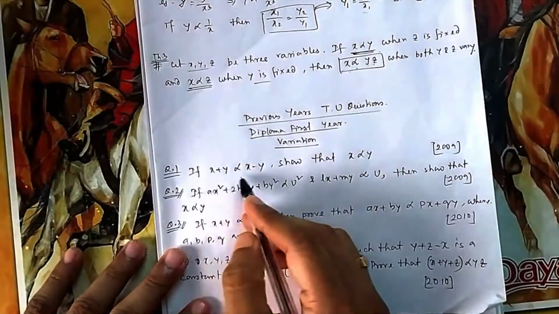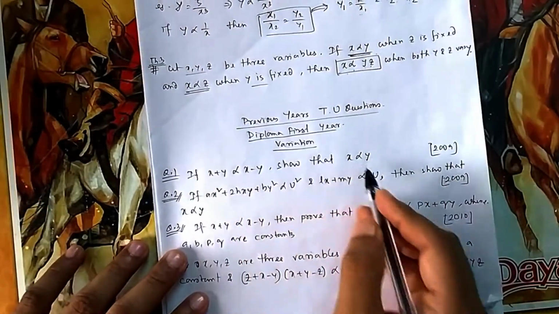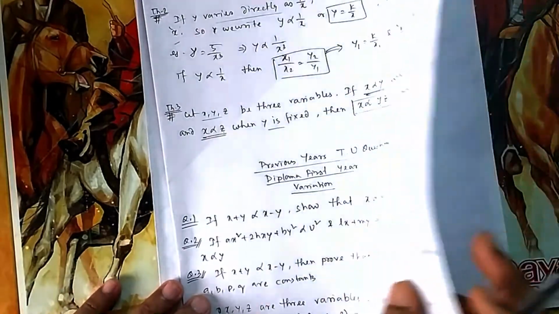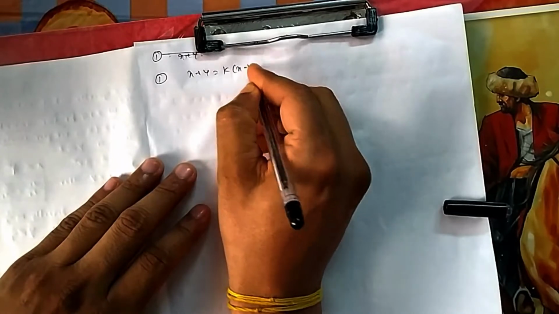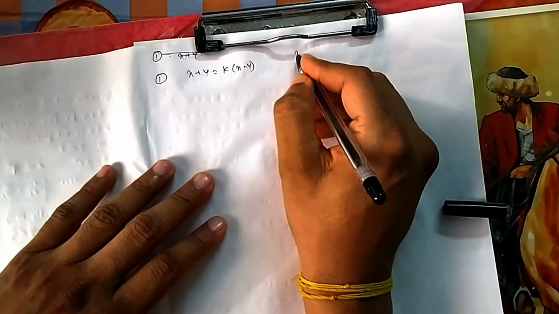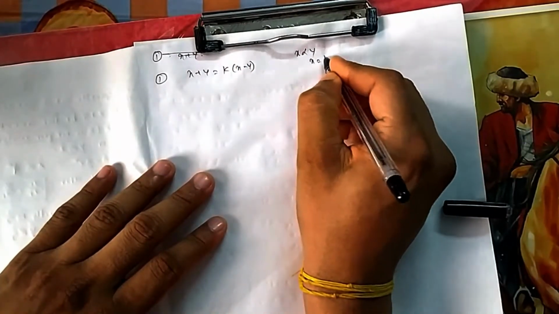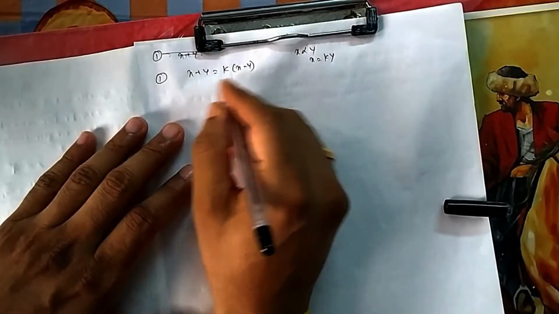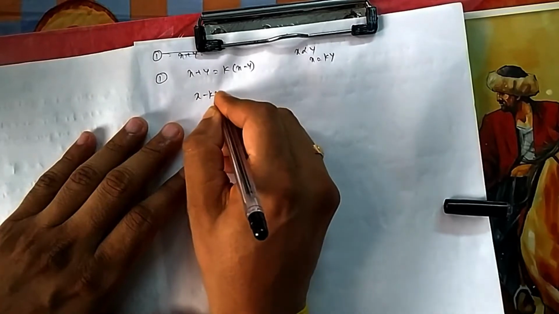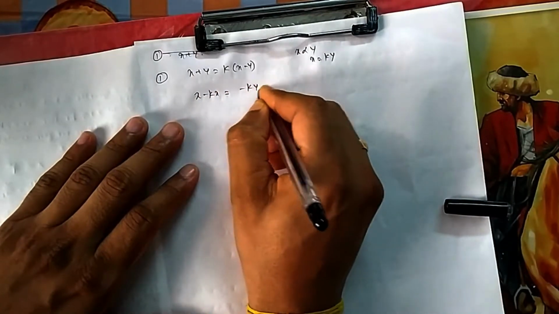First question: x plus y is directly proportional to x minus y. Then show that x is directly proportional to y. So x plus y is directly proportional to x minus y, so we can write x plus y is equal to k into x minus y, because if it is directly proportional then x is equal to ky. So this is k(x minus y). So if you take x both sides, that is x minus kx is equal to minus ky minus y.